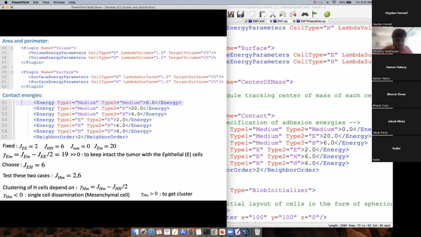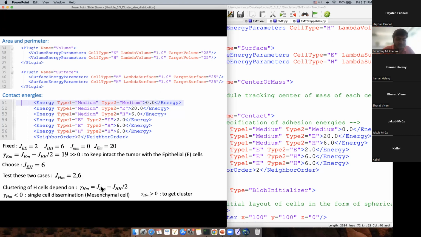So it is like single cell dissemination only. You can call it a pure mesenchymal kind of cell if their surface tension is less than 0. But to get clusters, we'll discuss later how to release them from the tumor. For the time being, to get clusters or this kind of partial sorting in this tumor, that means the green or hybrid cells go towards the boundary and keep the epithelial cells in the core of the tumor, you really have to be greater than 0.